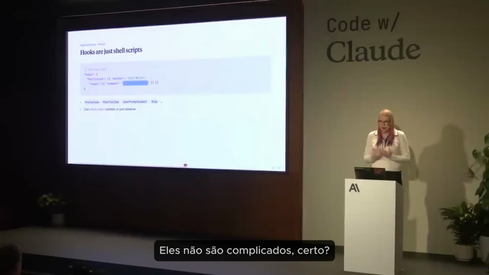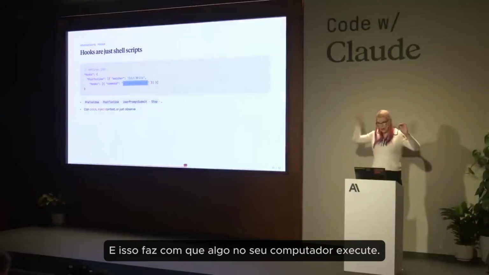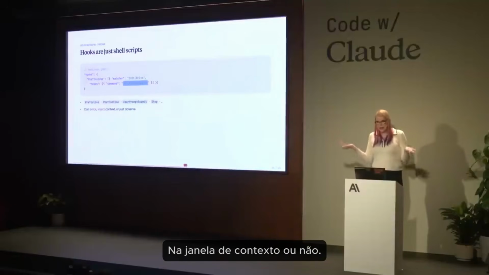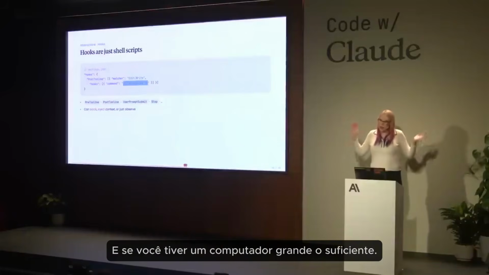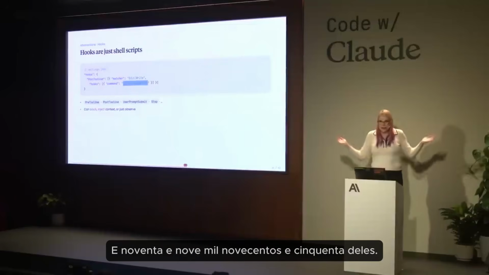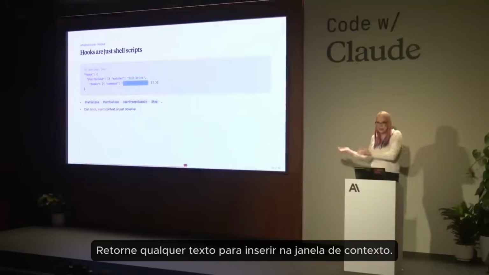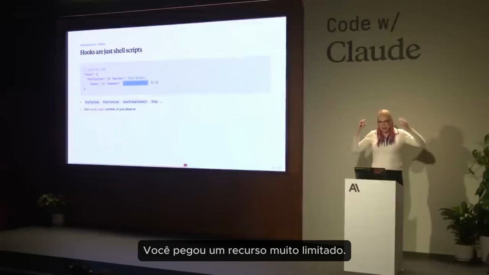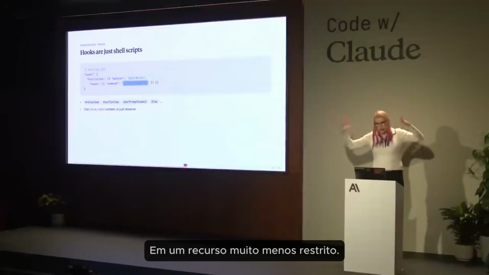Fundamentally, no, they're not complicated, right? Something happens in the agentic loop, and it triggers something on your computer to run. And that thing runs and decides if it wants to insert something into the context window or not. So you can have 100,000 of these, and if you have a big enough computer and 99,995 of them don't trigger, don't match, or don't return any text to put into the context window, your only constraint is your computer, right? You've taken a very constrained resource and kind of blown it out into a much less constrained resource.